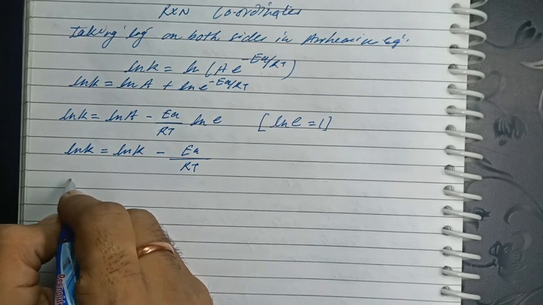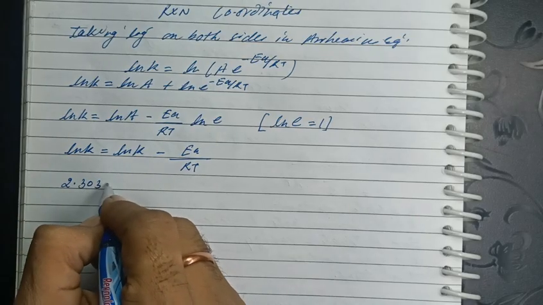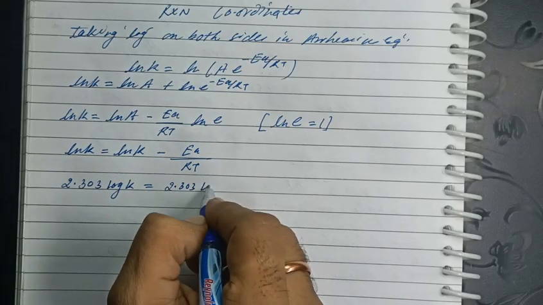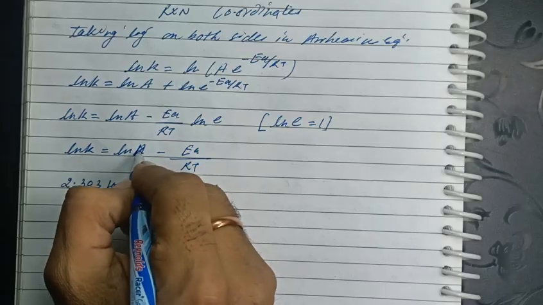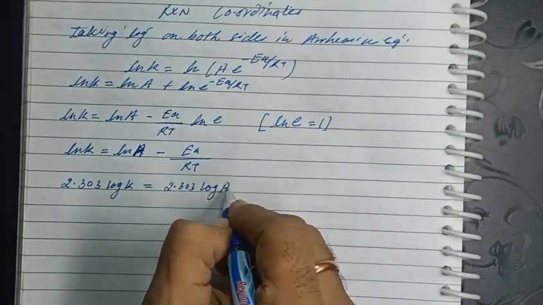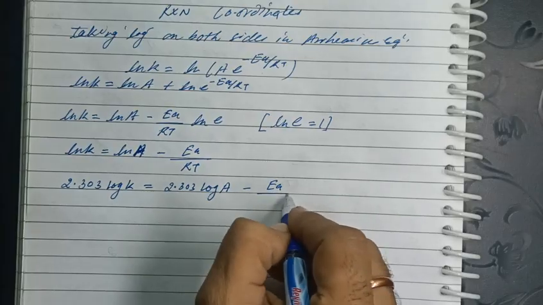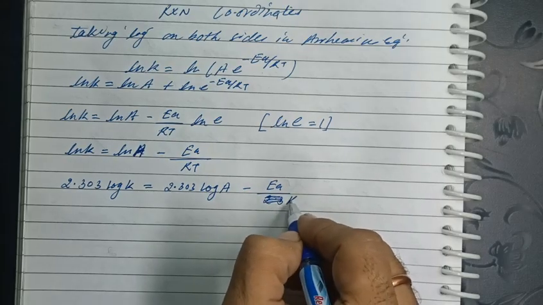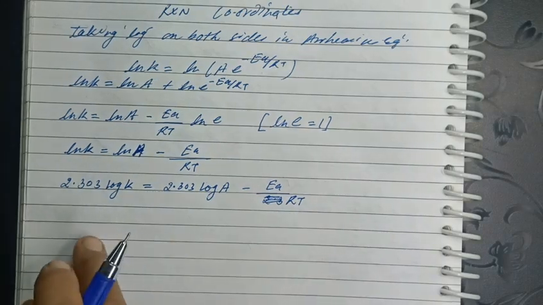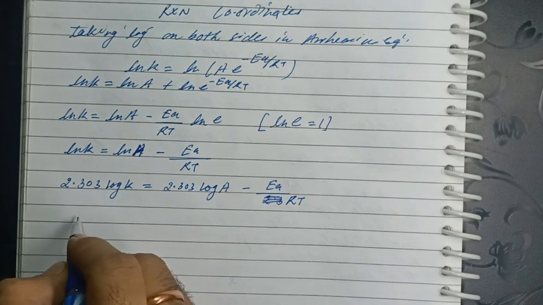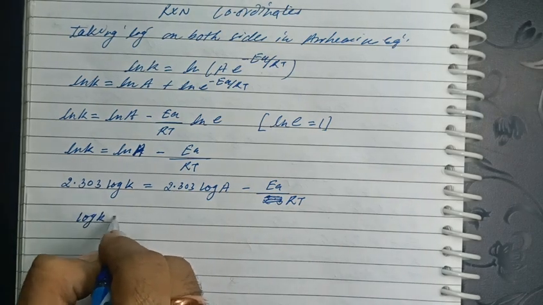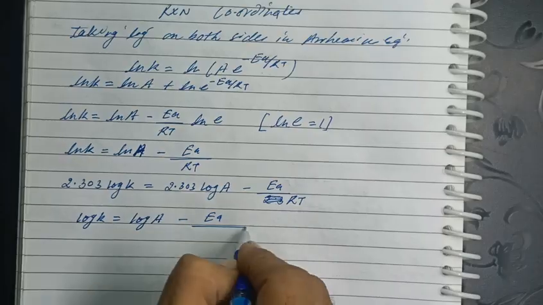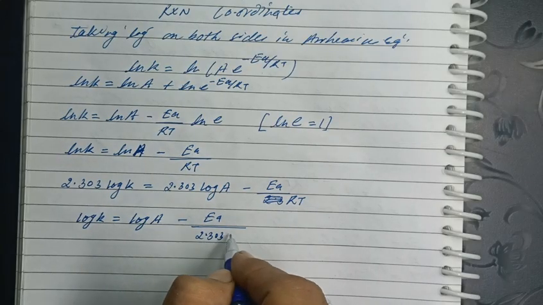Converting the log natural into base 10, it becomes 2.303 log k equals 2.303 log A minus Ea upon RT. Now dividing the equation by 2.303, we get log k is equal to log A minus Ea upon 2.303 RT.